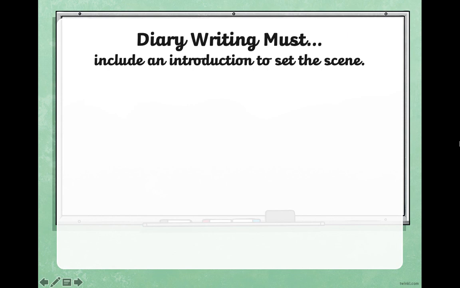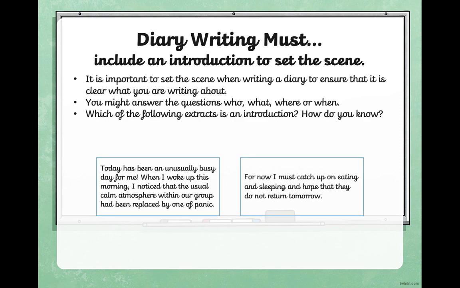Diary writing must include an introduction to set the scene. It is important to set the scene when writing a diary to ensure that it is clear what you are writing about. You might answer the questions who, what, where, or when. Which of the following extracts is an introduction?